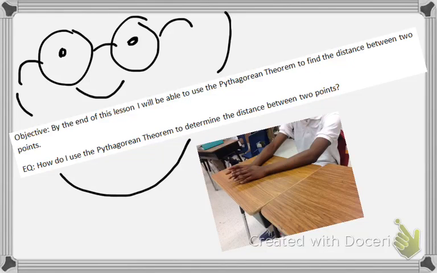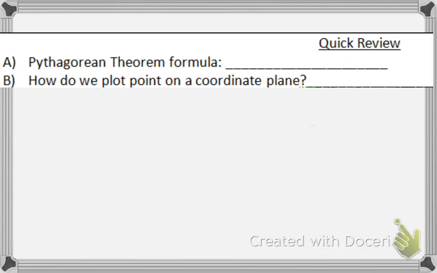So what are we learning in this station? By the end of this lesson, I'll be able to use the Pythagorean theorem to find the distance between 2 points. And the question becomes, how do I use the Pythagorean theorem to determine the distance between 2 points? We're talking about distance and 2 points and the Pythagorean theorem, which makes sense that we will be using the formula, which is why we're doing a quick review.